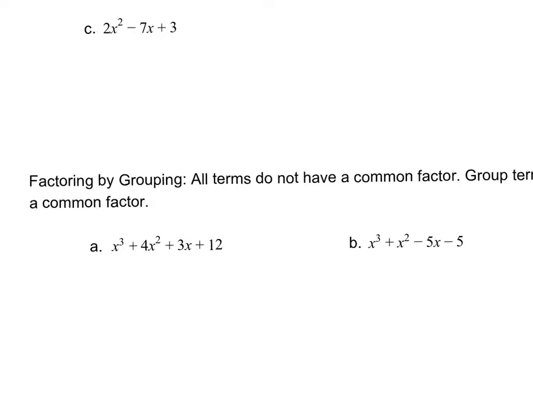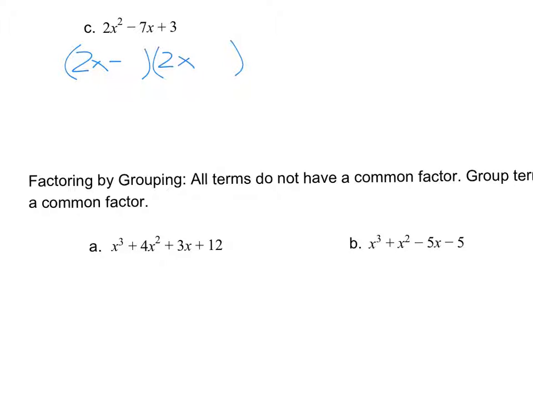All right, and we've got one more of these here. I set up my two parentheses, 2x and 2x. I bring down the first sign. A positive times a negative is a negative. And we multiply the two outside numbers. 2 times 3 is 6.